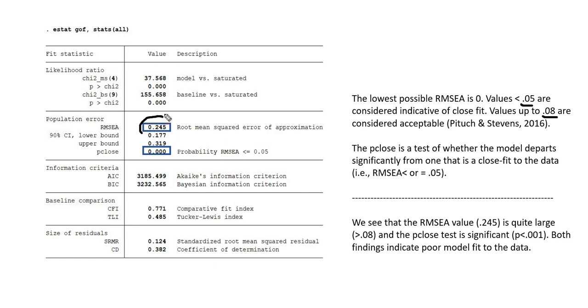So you can see right here that our model is definitely not suggesting good fit, or rather this index is definitely not suggesting good model fit. This p-close test right here is basically a test of whether the model fit is significantly different from what we would expect if it was a close fit, that is, that the RMSEA would be less than or equal to 0.05. If this test result is significant, then that would indicate poor fit, and that's clearly the case right here.